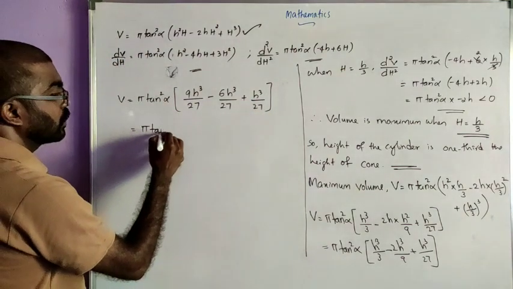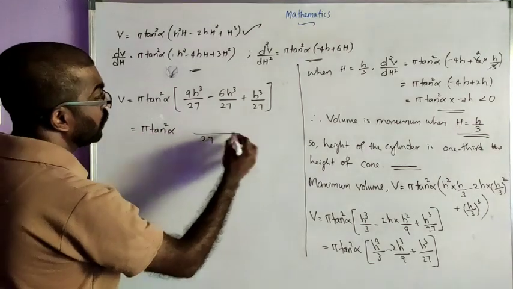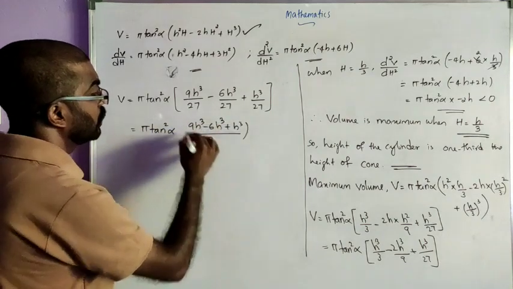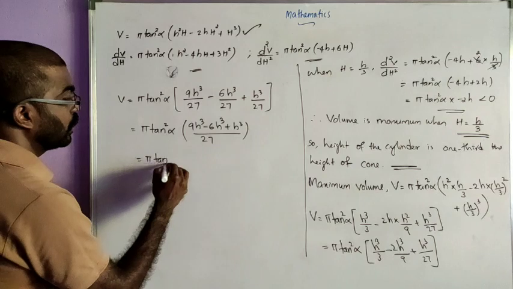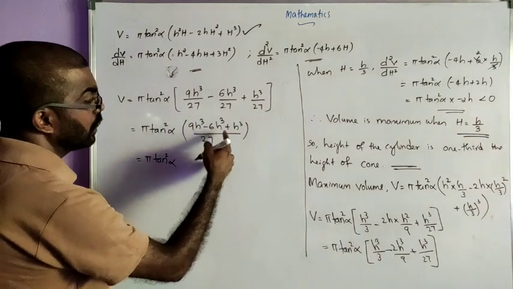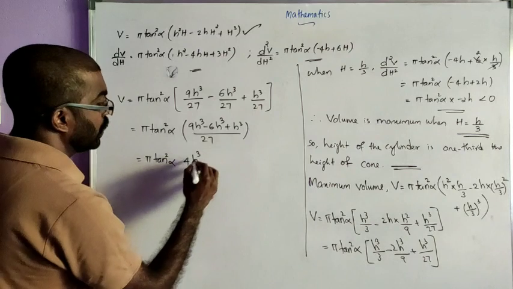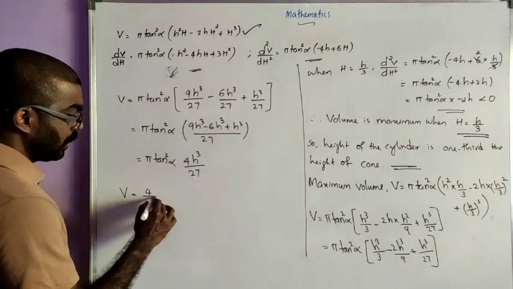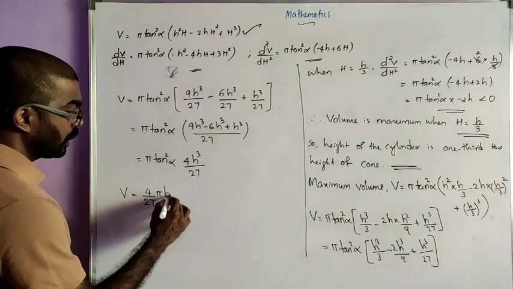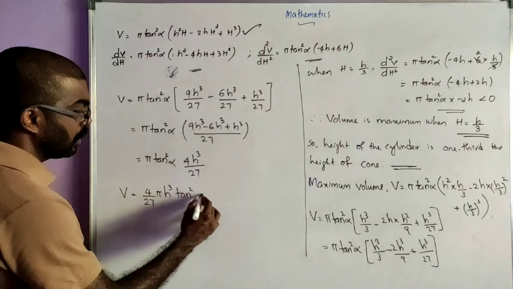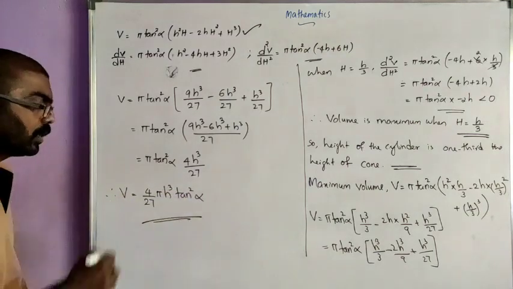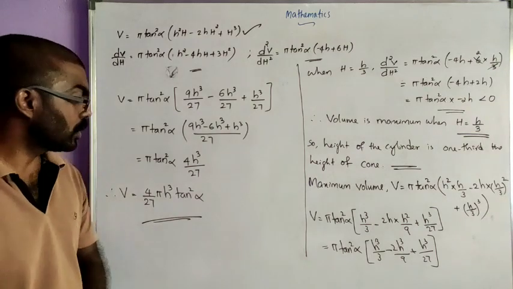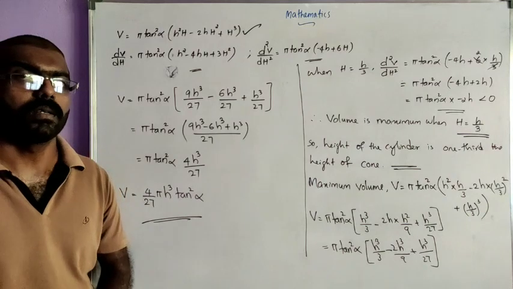V is equal to π tan²α, 27 is the common denominator: (9h³ minus 6h³ plus h³). That is π tan²α into, 9 minus 6 is 3, 3 plus 1 is 4, 4h³ divided by 27. So the volume can be written as 4 by 27 π h³ tan²α. That we have to prove. The volume of the cylinder is 4 by 27 π h³ into tan²α.